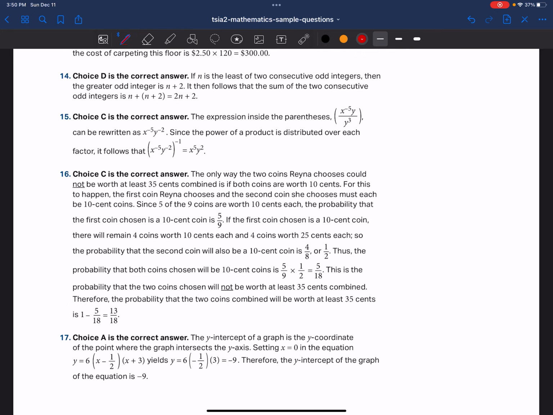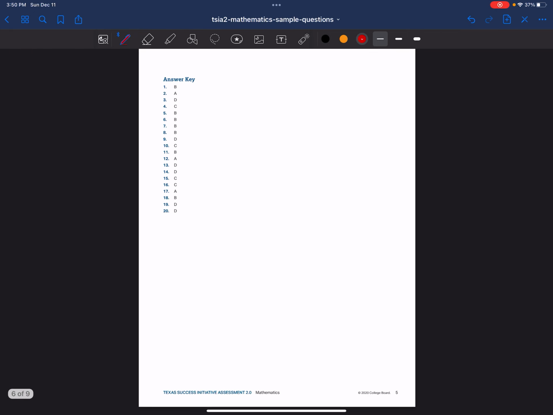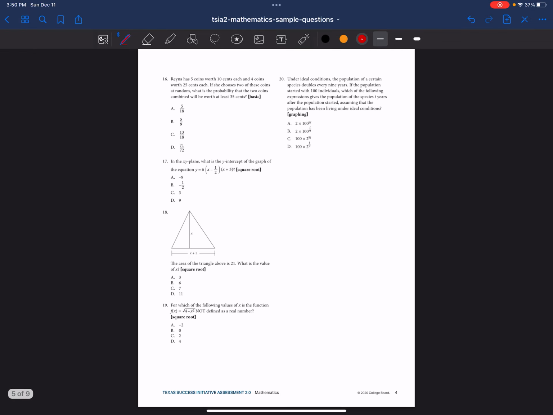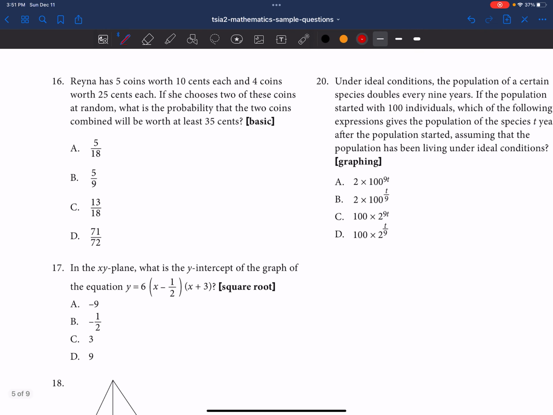I've never liked these. Actually, that's not true. I actually love these problems because they make me think critically. I'm going to come back to number 16 and try and explain that again.